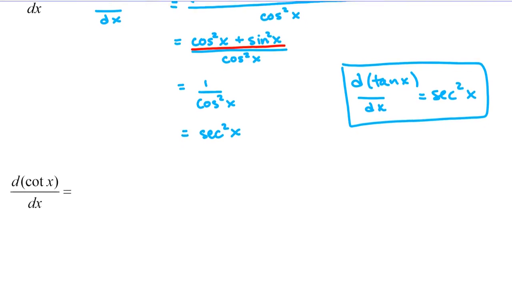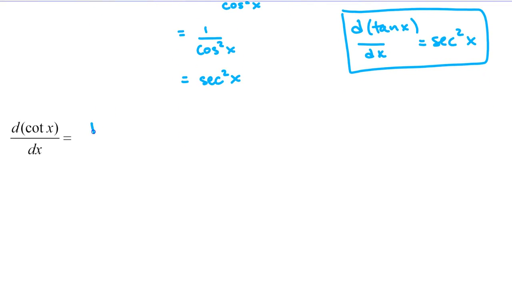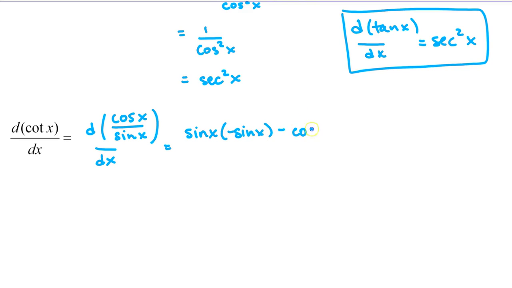We can do the similar kind of thing for the derivative of cotangent x because cotangent x is cosine x over sine x. So once again, we can use the quotient rule, and if you feel like it, you could pause the video and you could work it out yourself and see if it turns out to be the same as what I get. So we have the bottom times the derivative of the top minus the top times the derivative of the bottom over the bottom squared.